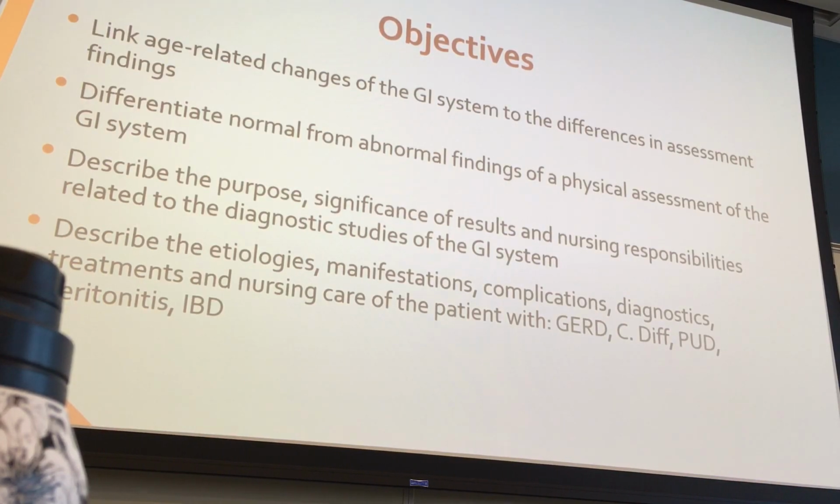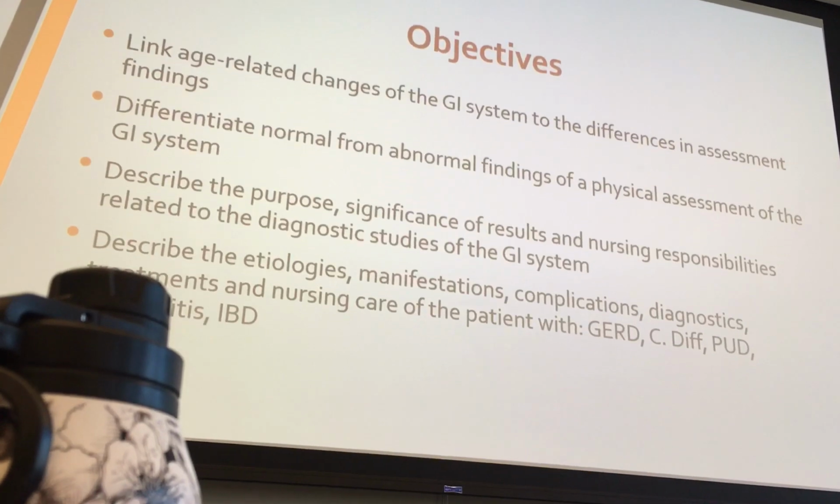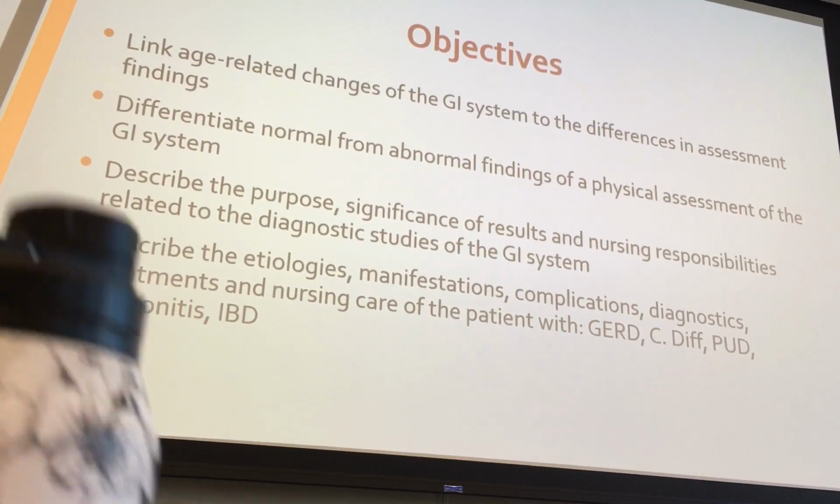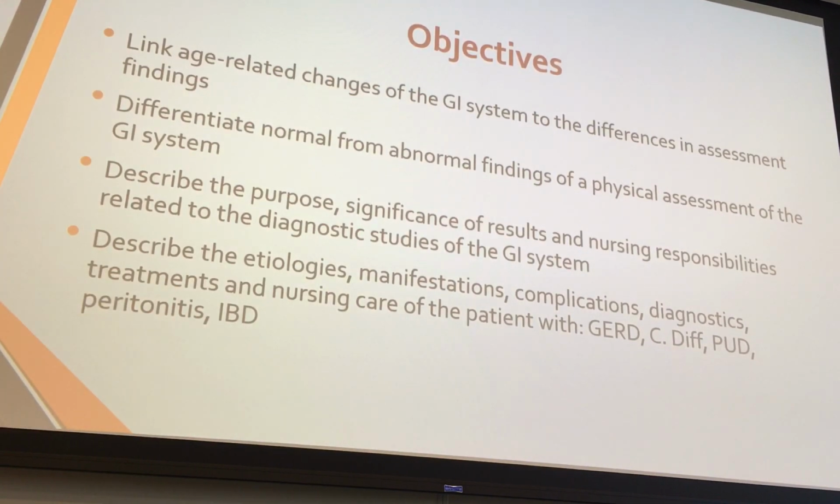Geriatric assessments. So you're going to look at the normal findings as well as the abnormal findings. We're going to describe the purpose and results and nursing responsibilities related to some of the diagnostic studies for the GI system. And then we're going to review the etiologies, the manifestations, complications, diagnostics, treatments, and nursing care with patients that have GERD, pelvic inflammatory disorder, PUD, peptic ulcer disorder, peritonitis, and IBD.